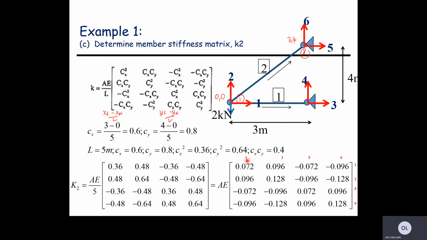Then we continue with the naming. How to name it? Again, it's from near end, x direction, and then y direction. Then move to far end, x direction, then y direction. So it will be at the near end 1, 2, then go to the far end 5, 6. This is how the numbering is done.